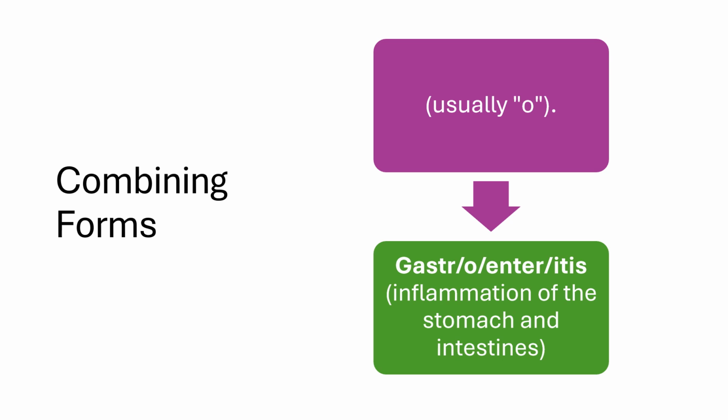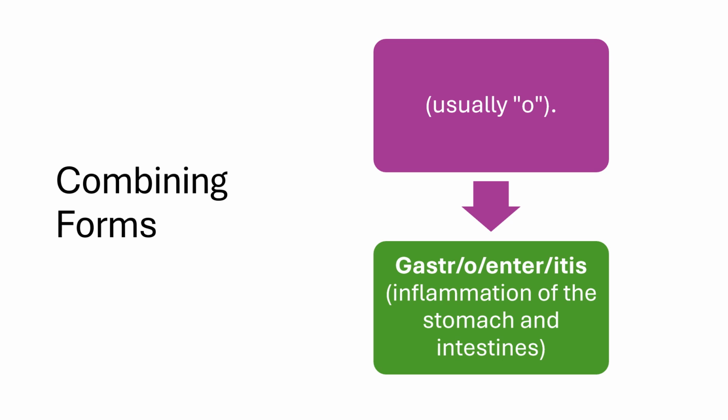So we have an example here, gastroenteritis. If we break it up into the different medical terms, we have itis at the very end, that's our suffix, that means inflammation. Enter is a root word, and it means intestines. We have the O, which is a combining vowel, and gastro, remember, means stomach. So gastroenteritis refers to inflammation of the stomach and intestines.